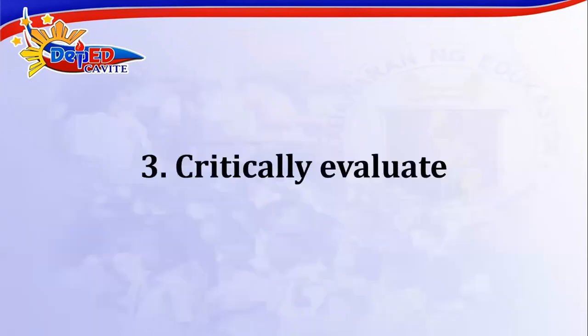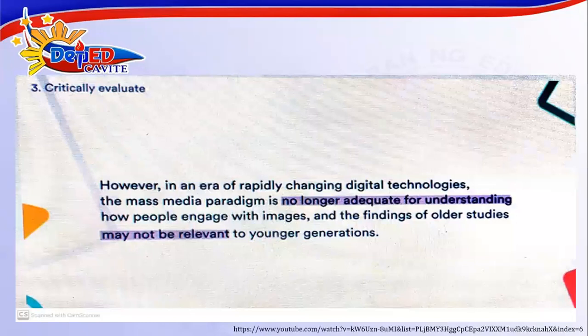So tip number three, we have critically evaluate. You have to critically evaluate your sources to identify and discuss their strengths and weaknesses. So by taking a look at this example, "However, in an era of rapidly changing digital technology," this is a critical evaluation of your literature. You contributed your own opinion. You add your own opinion on how new technology is changing the world of media and body image.